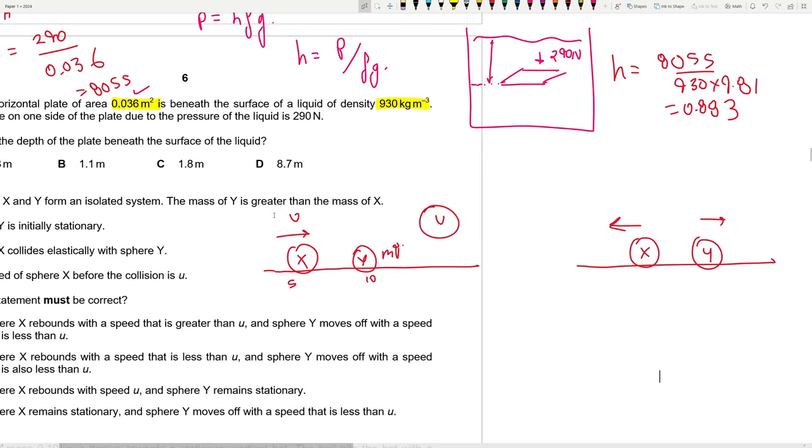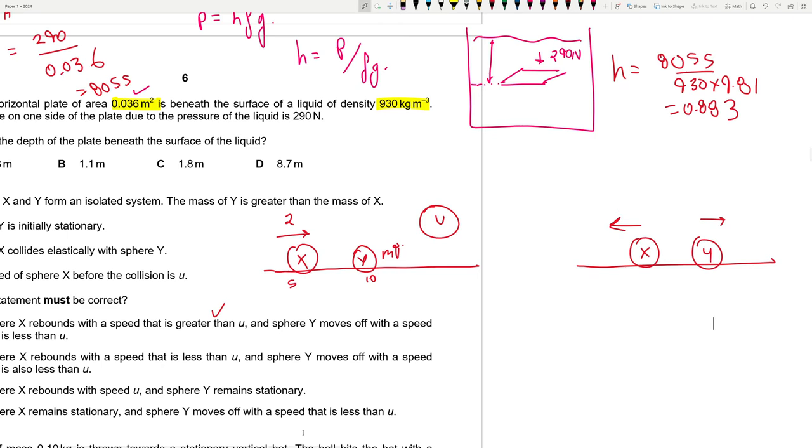And instead of u, let's use another value, like maybe 2 meters per second. I think that should be adequate. So if X has a speed greater than u, maybe 3 meters per second, and Y moves off with a speed that is less than u, maybe 1. Look, if you add 3 plus 1, it will always be more, even if you use a very small value, like 2.1 and 0.2, 2.1 plus 0.2 is still 2.3, which is not equal to 2. That is why it's wrong.